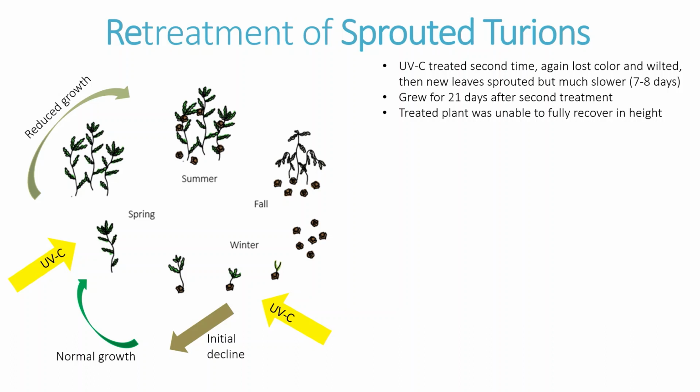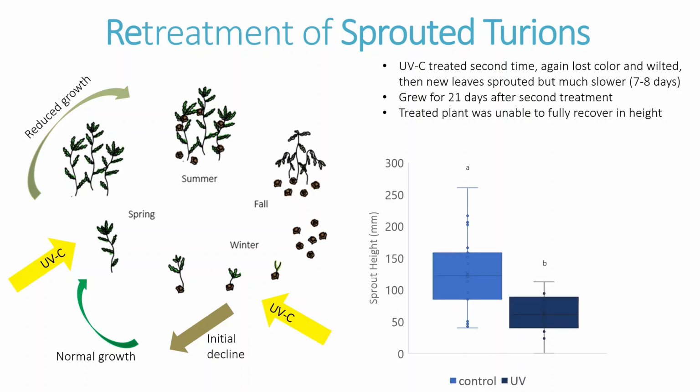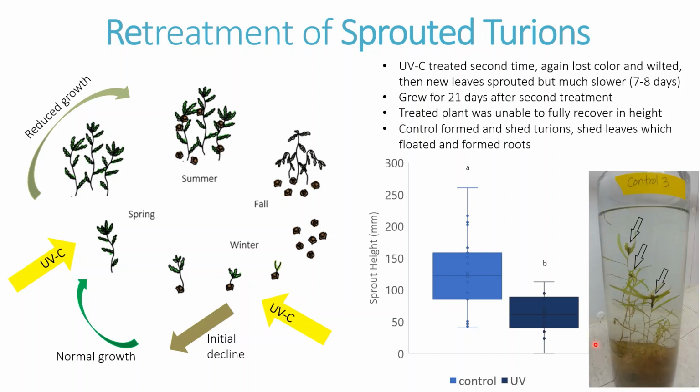The treated plants were never able to fully recover in height. As you can see here, there is a significant difference between the control heights and the UV heights. Whereas after 36 days, the control plant was able to form and shed turions and also shed leaves, which floated to the surface and formed roots.